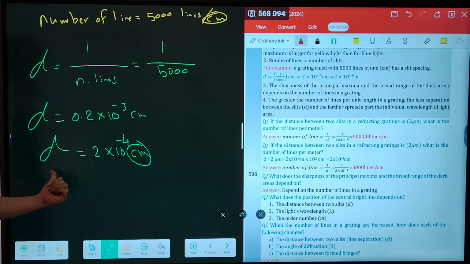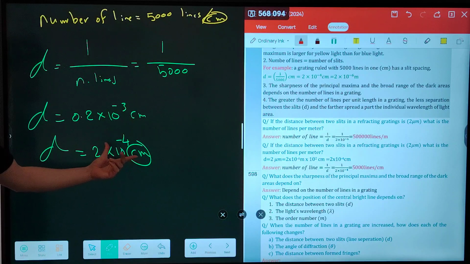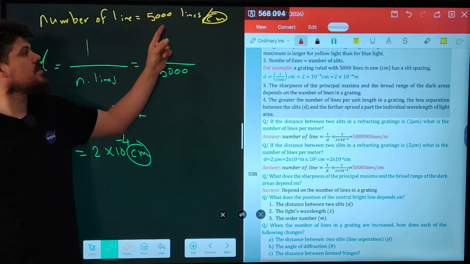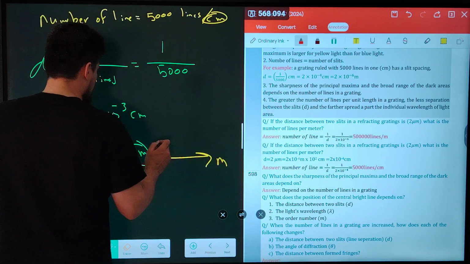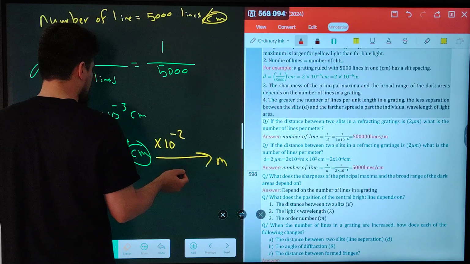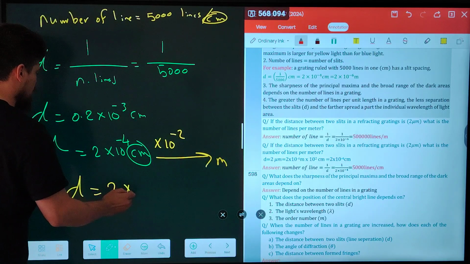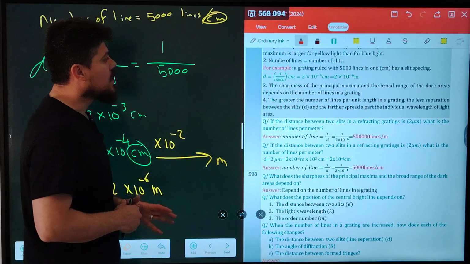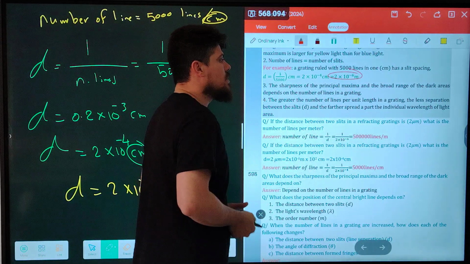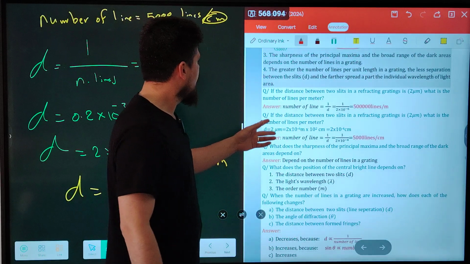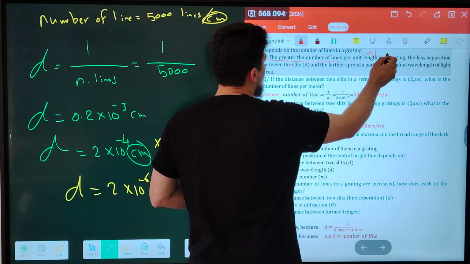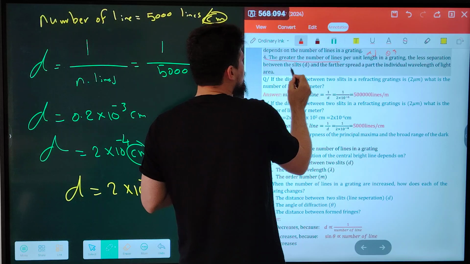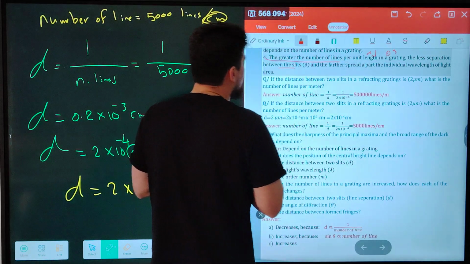The unit of the distance between the lines, the distance between the gratings, becomes centimeter if number of lines is given per centimeter. How can you convert this centimeter to meter? Multiply by 10 to the power negative 2, small to large, negative power. So D is equal to 2 times 10 to the power negative 6 meters. In this way, you can convert number of lines to distance between the slits. The greater the number of lines per length, the less the distance and the more the angle of diffraction. The less the separation between the slits, the further spread apart the individual wavelengths of the light are.